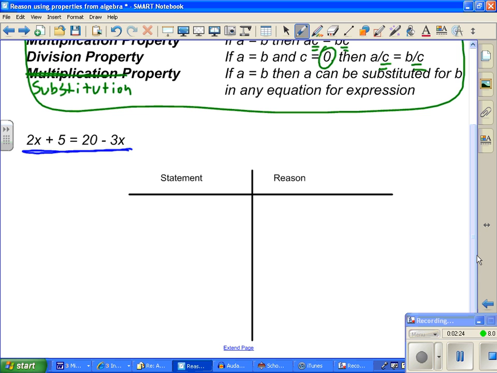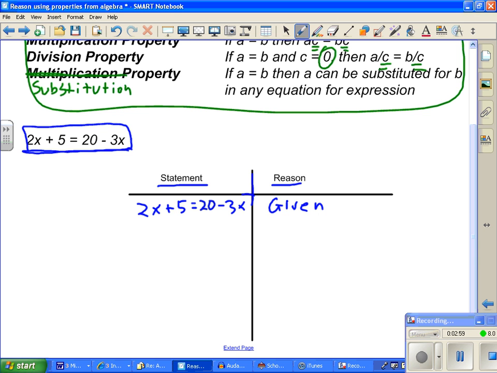Okay? So here's what's going to happen. Everything we do is going to be a statement. But we need to have a reason for everything we do. So we call this a T-proof. We need to have a T-chart. And obviously here's the T right here. The first thing we do is write down our first statement, which is 2x plus 5 equals 20 minus 3x. And what's the reason for that? Well, it's given. Your first step is always given. It gave you the equation right here.